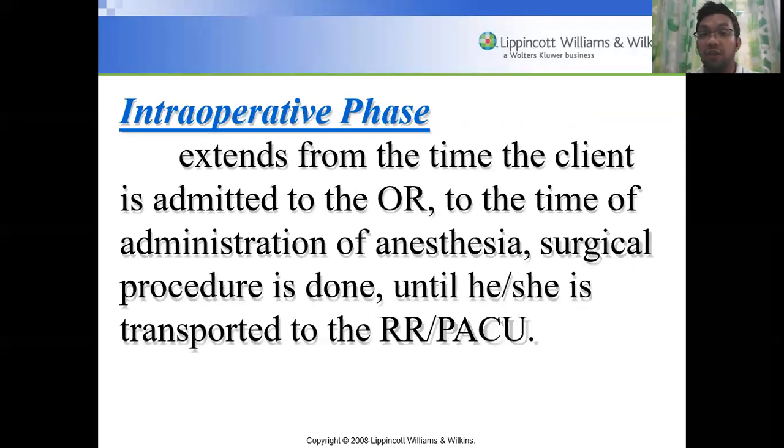For the intraoperative phase, this extends from the time that the client is admitted in the OR. So the client is now inside the operating room, to the time of the administration of anesthesia and the surgical procedure is done, until he or she is transported to the recovery room or the PACU. So that is the intraoperative phase.